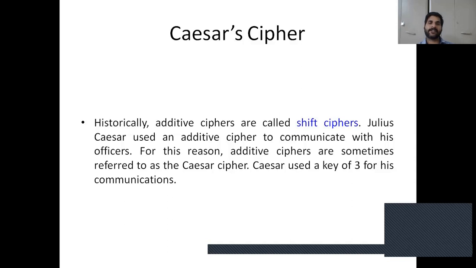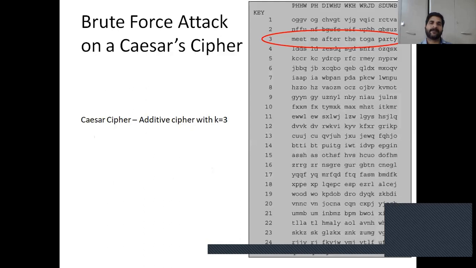Caesar cipher. Historical additive ciphers are called shift ciphers. Julius Caesar used an additive cipher to communicate with his officers. For this reason, additive ciphers are sometimes referred to as the Caesar cipher. Caesar used a key of 3 for his communication.